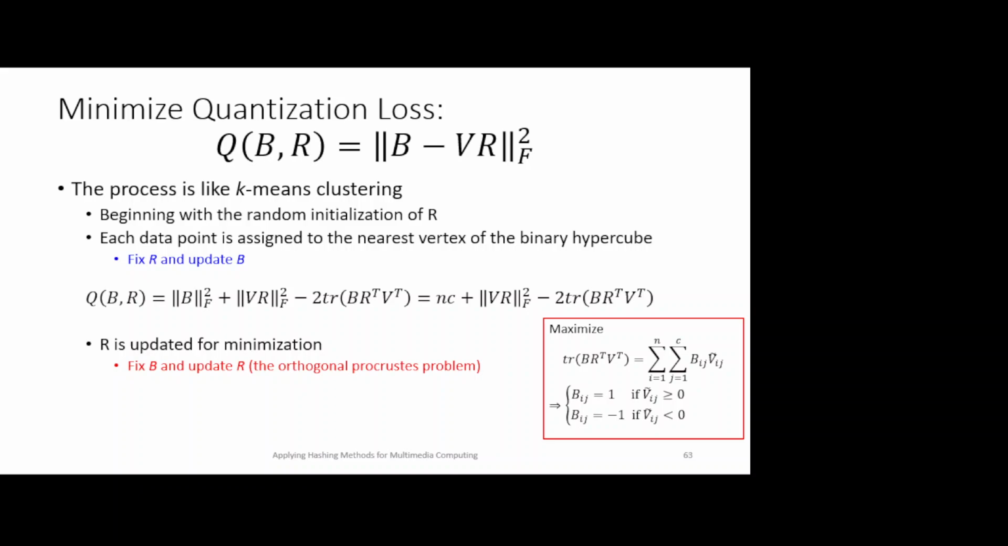Got it? So if it's positive, the bit should be 1. If it's negative, the bit should be -1. So their product is always positive, so that this term will be maximum.